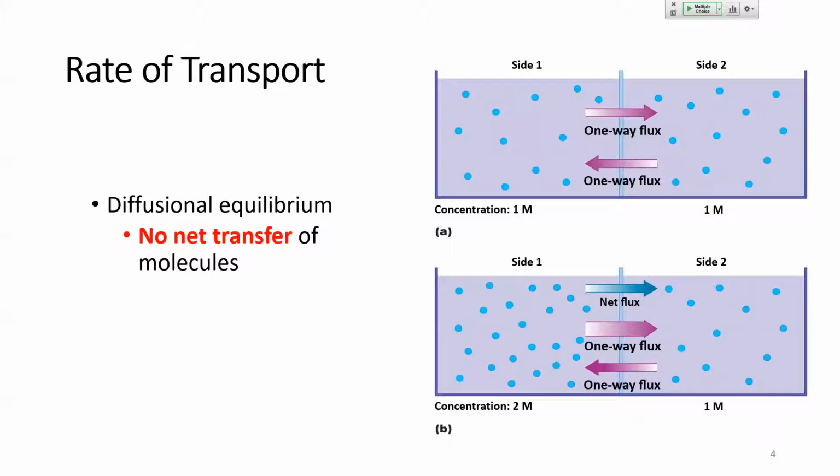Now, when we look at transport across the membrane, we have the movement of particles to bring the concentrations to diffusional equilibrium. This is a state where we have the net concentration of both of our solutions being the same across that membrane. So in this top image, we can see that this is at diffusional equilibrium. We have side 1 having the same concentration, 1 molar, versus side 2 having the exact same amount of solids dissolved in the solution. And so although we have slight movement of particles from one side to the other, we still see one-way flux in both directions.